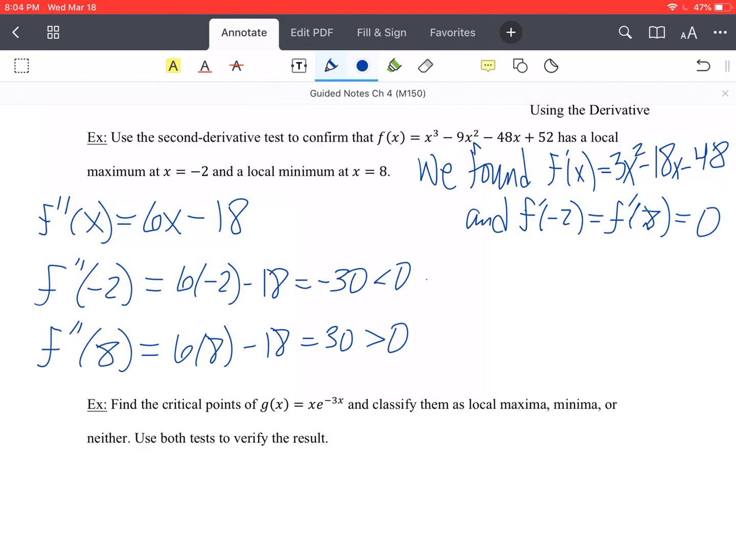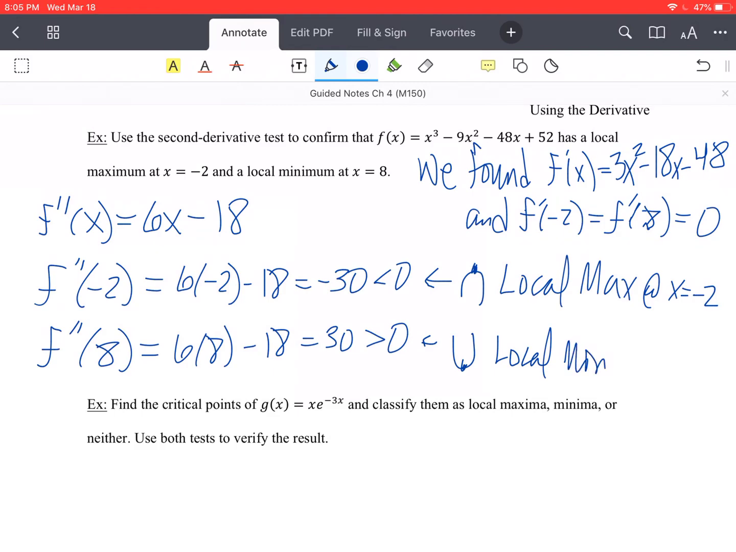Okay, so for this one, because we know that -2 is a critical point, and we know that the graph is concave down there, so picture that concave down graph, right? That tells us the point is going to be a local max. So it's local max at x equals -2. And then this one is concave up because the second derivative is positive. So that means we have a local min at x equals 8.